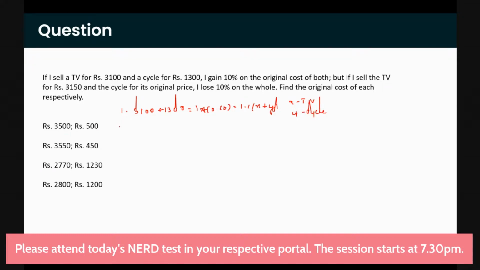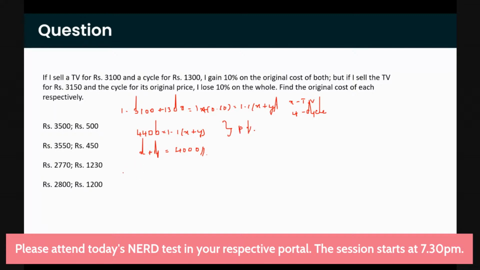So 3,100 plus 1,300, which is equal to 4,400, which is equal to 1.1 into x plus y. When the 1.1 goes to the left side, 4,400 divided by 1.1 is equal to x plus y. It can be written as x plus y equal to 4,000. This is our first step, where we calculated the profit condition.